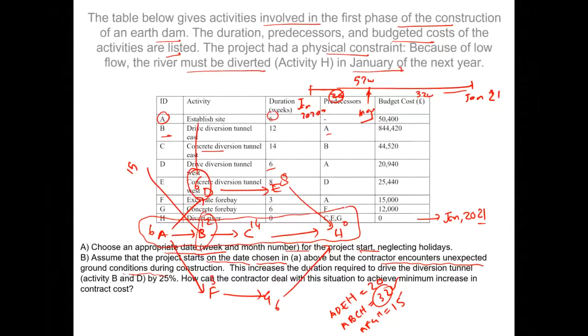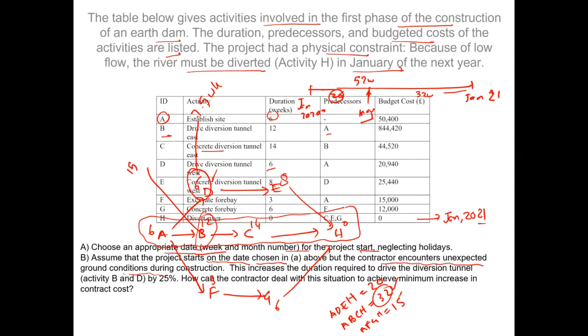And likewise, activity D went from 6 by 25%, so I guess 7.5 weeks. How can the contractor deal with this situation to achieve minimum increase in the contract cost and still deliver? Okay, so first of all, let's discuss activity D. Activity D lies on the non-critical path. The critical path here is ABCH.